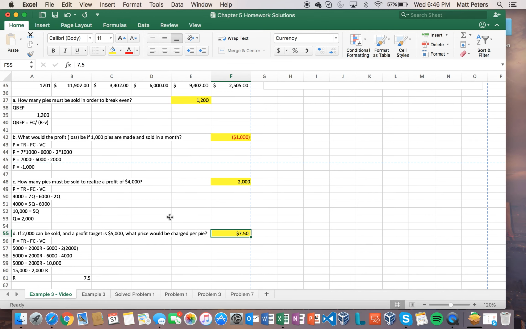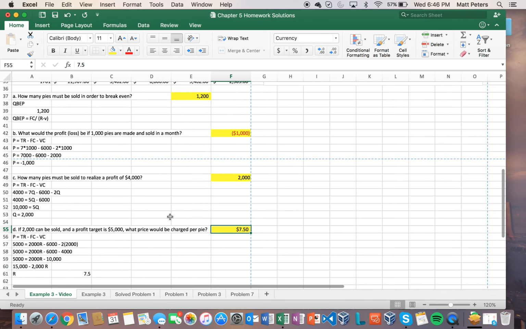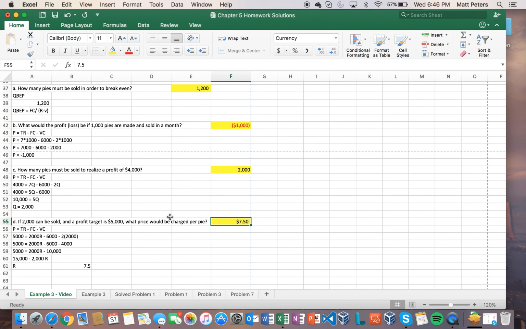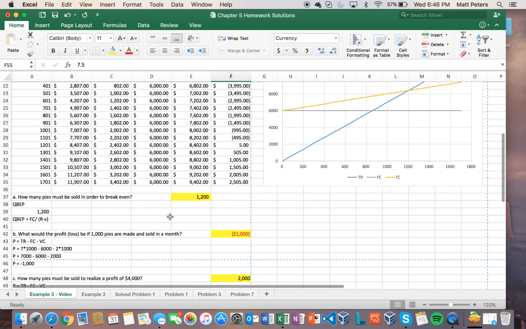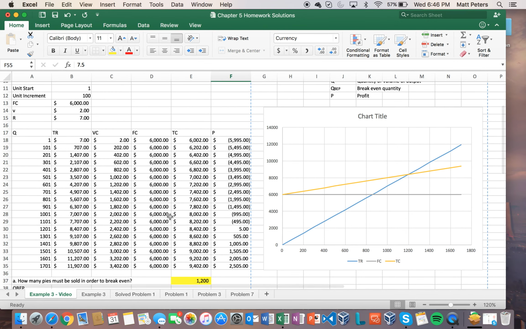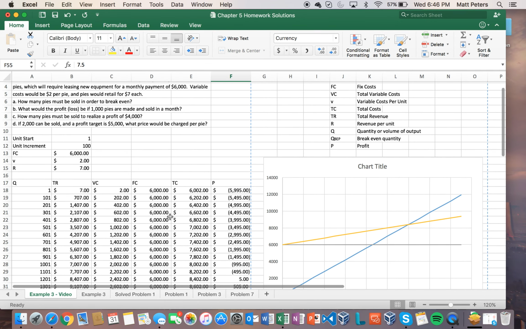Okay, so this solves example number 3 from the book. I want you to walk through this, make sure you can do this in Excel, and then look at problem number 3 in your homework. And problem number 3 is on page 212 in your book.